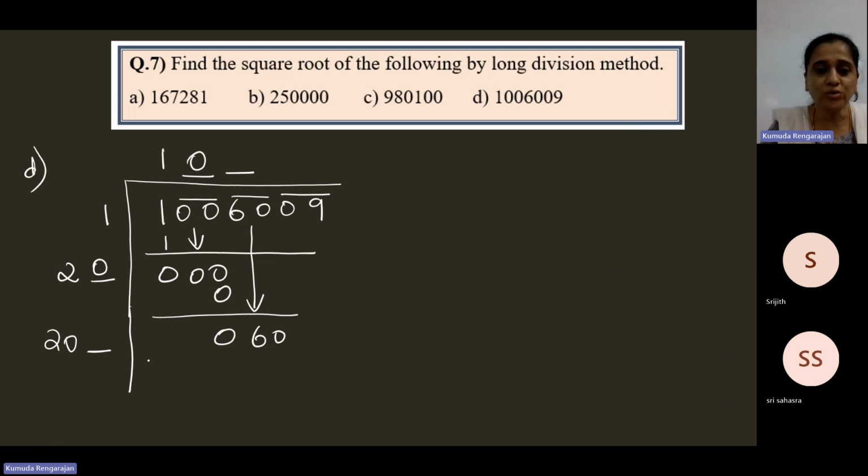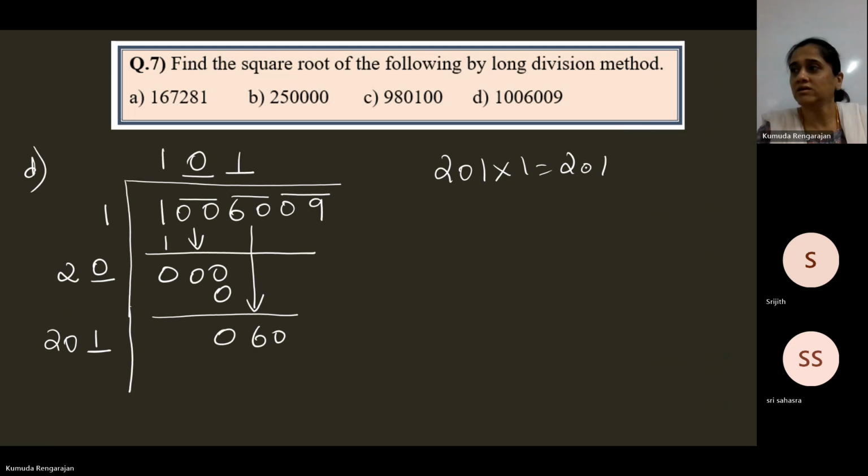How 3? 0 again. Because if you use 3 here, you'll have to use 3 here also. So it will be 203 into 3. But we have only 60. See, 1 itself will be too much. 1 itself will be 201 into 1 is 201. So you have to go less than 1, which is 0.